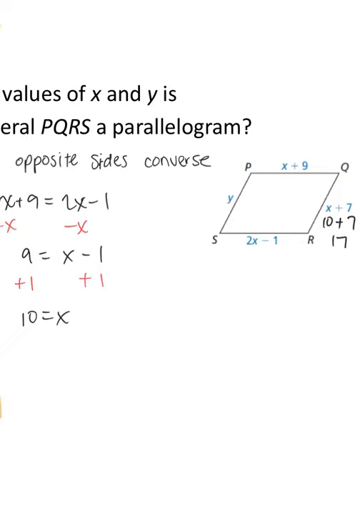Why? But what's so special about this figure? Very good. We're trying to prove that it's a parallelogram. In order for it to be a parallelogram, opposite sides need to be congruent. So now we've got y equals x plus 7, which is just y equals 10 plus 7, which is y equals 17.